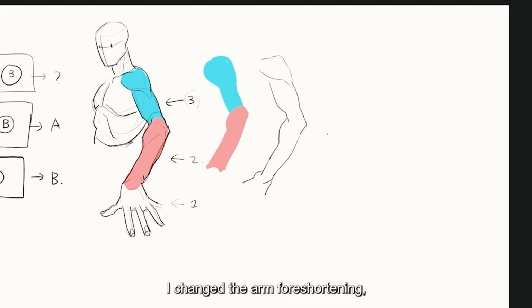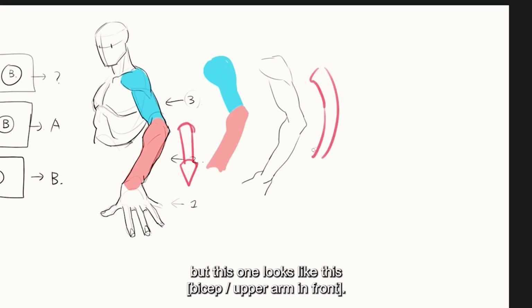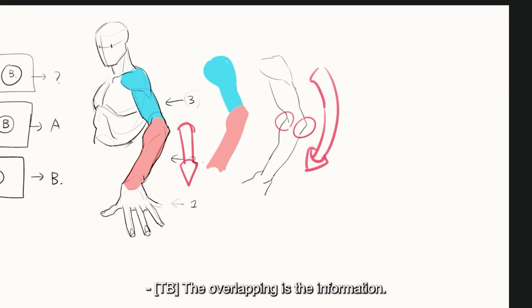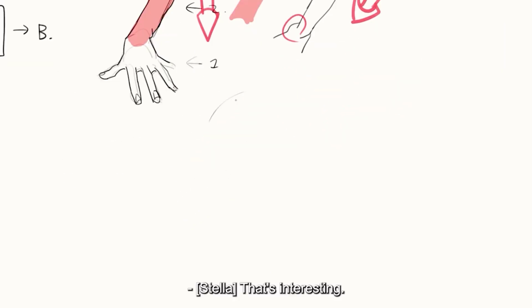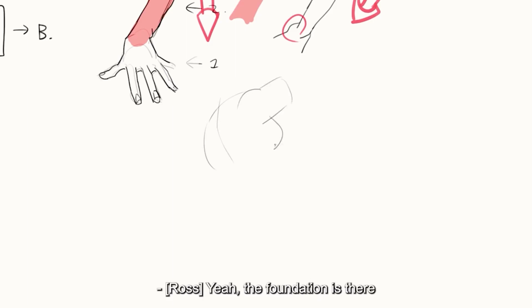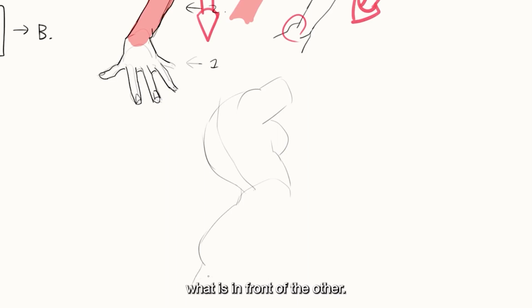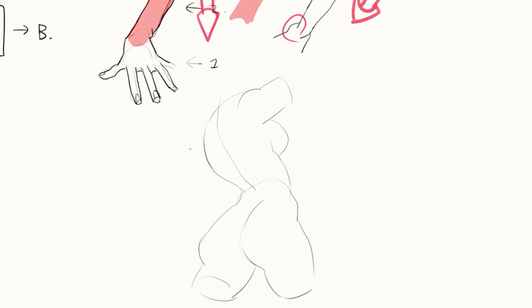I changed the foreshortening, so this one looks like it comes to the front, but this one looks like this, and then just the curving inside like that. I see. The overlapping is the information. That's interesting. Just by changing a few lines, it totally changes how we see that arm in space. Yeah, the foundation is there, and that's what is so important here. It's trying to understand what is in front of the other, and then the overlapping lines can really help sell and visually communicate.